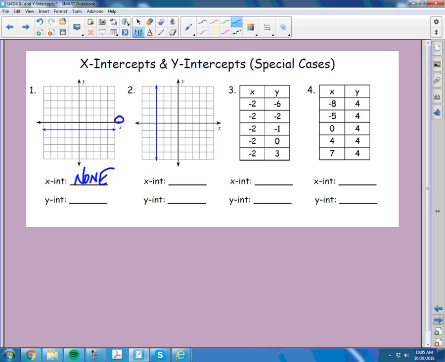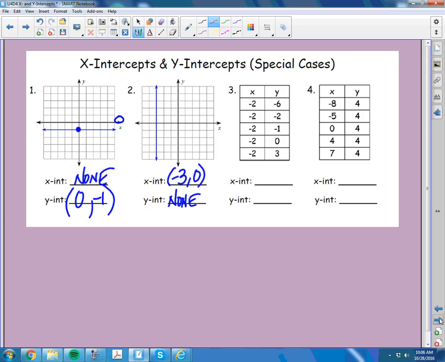Write the N and the O. It crosses the y-axis where? Right here, which is at (0, -1), because the x value is 0. Vertical line, where's the x-intercept? Very good. (-3, 0). The y-intercept? None.